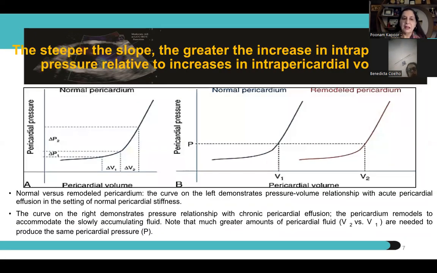As you can see here, panel A shows that the same increase in volume on the flat part raises the intrapericardial pressure very minimally. The delta P1 is very small. But the moment it is on the steep rise, after a period of time, the same volume will cause a marked increase in intrapericardial pressure, right? This is what happens in a constrictive pericarditis or a tamponade situation. And in a chronic standing pericardial effusion, the entire pressure-volume curve with the stiffness will move towards the right. And this is a compensatory mechanism of the body.